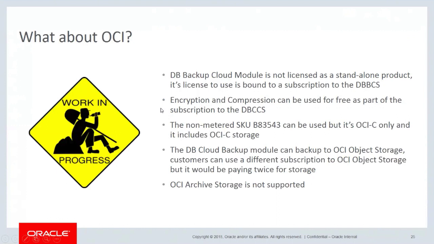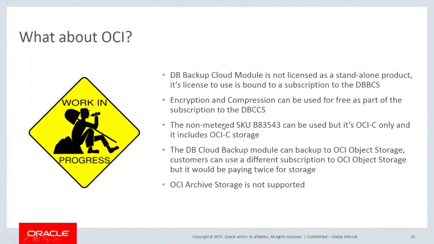The new SKUs, as I mentioned, cannot be used at the moment on OCI. For now, it's only OCI Classic. Similarly for the non-metered SKU, okay? This is the old SKU where you basically subscribe to the service and decide the amount of storage that you want to use. It costs $33 per terabyte per month, and you pay for it every month, no matter whether you use the storage or not.